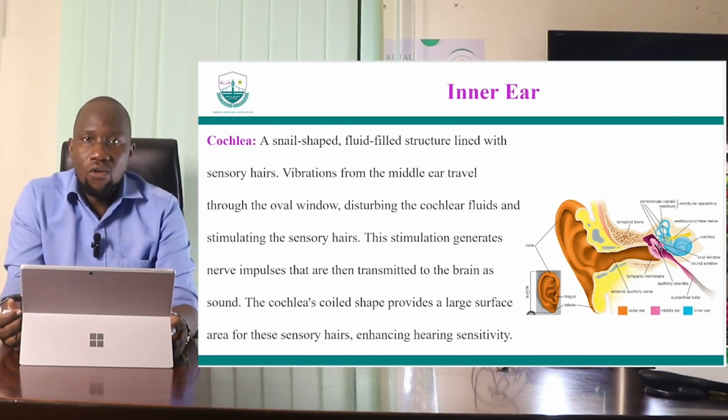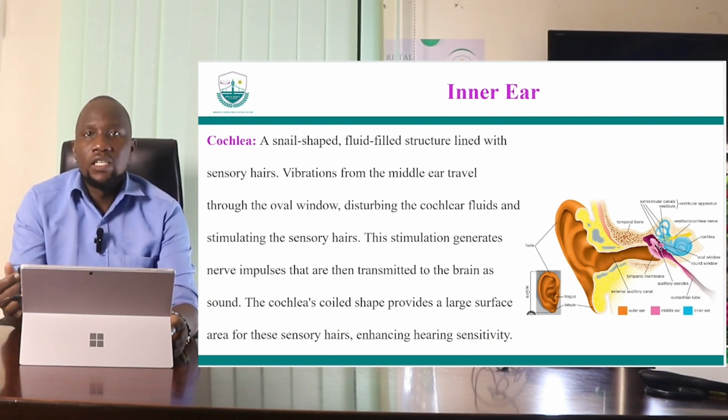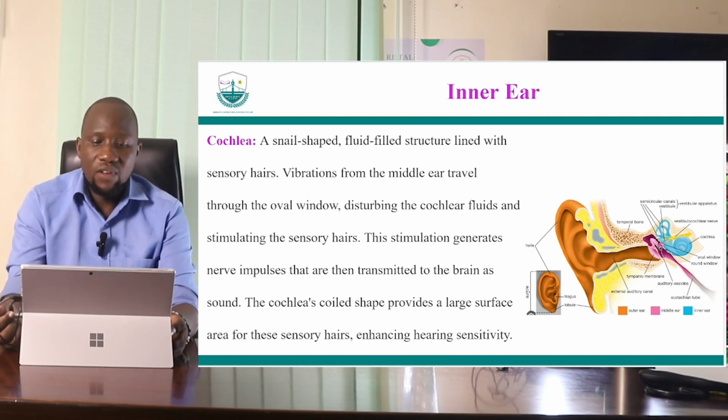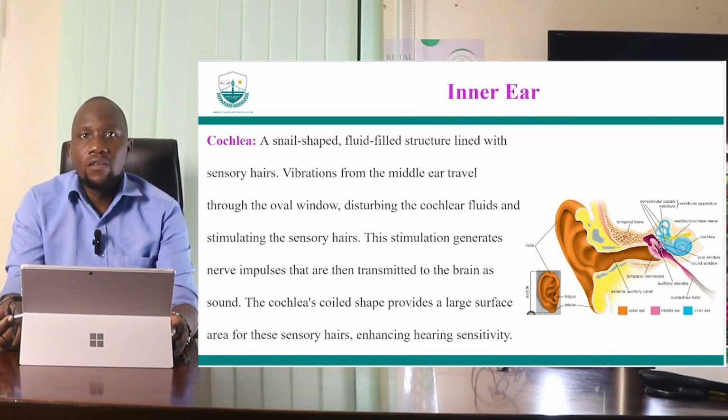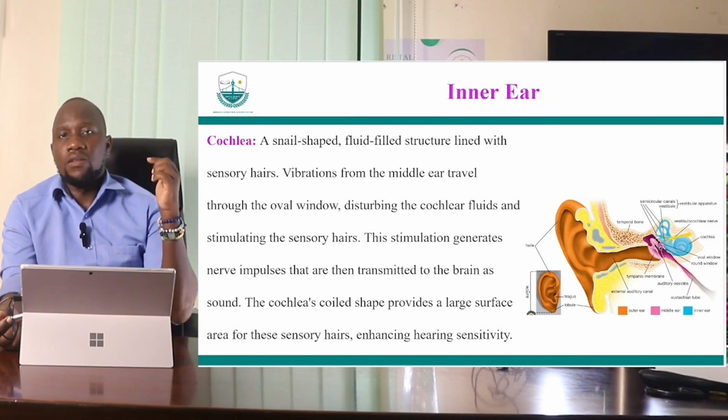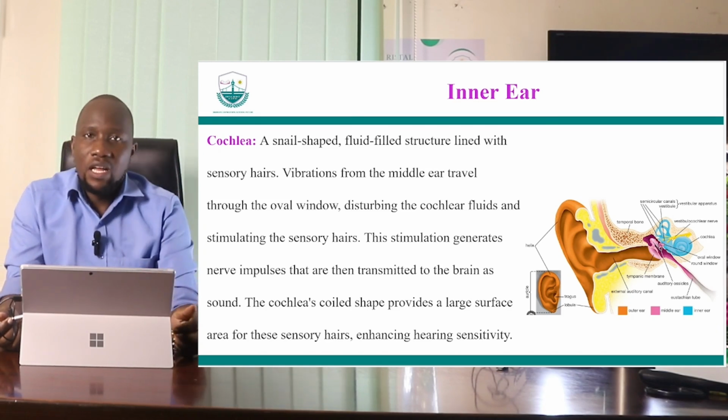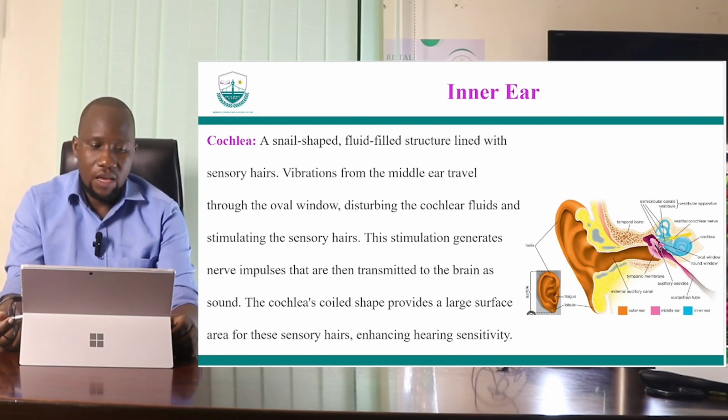Okay, the fact that the cochlea is coiled provides more surface area to have more sensory hair, which can enhance the sensitivity to the vibrations and the stimulation that happens in the inner ear.